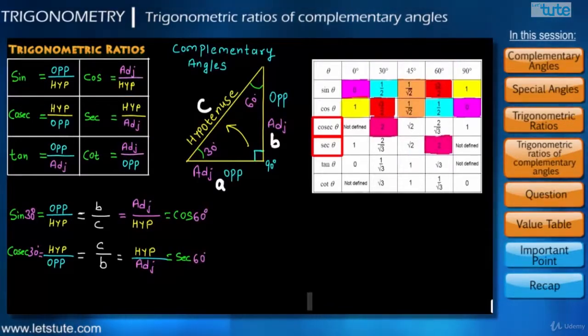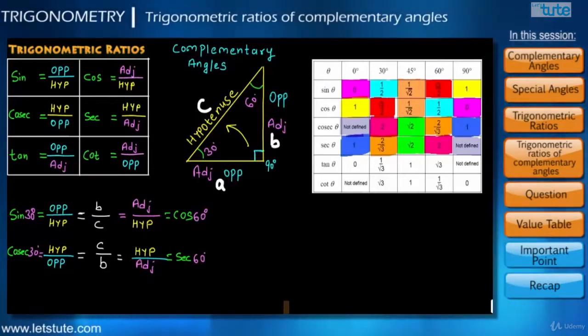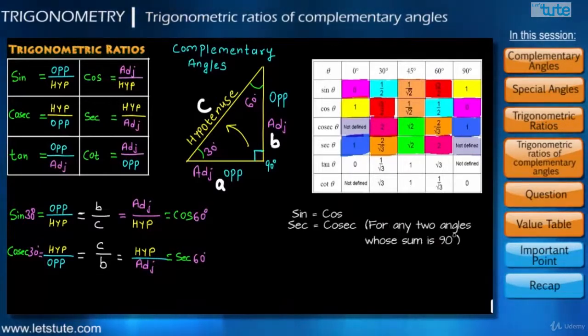And similarly we can see that the value of cosec 0 and sec 90 is same, because 0 and 90 are the complementary angles, and cosec 45 is same as sec 45 and vice versa. So far we have seen that the value of sine is same as cos, and the value of sec is equal to cosec for any two angles whose sum is 90 degrees.